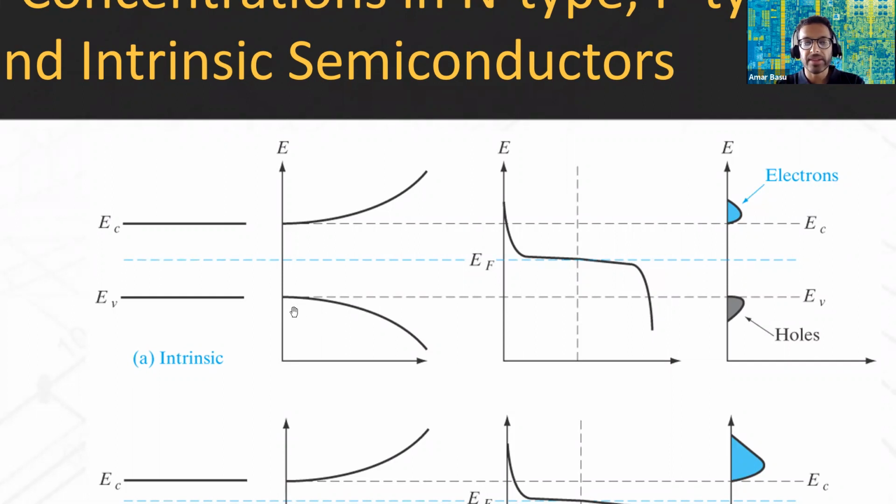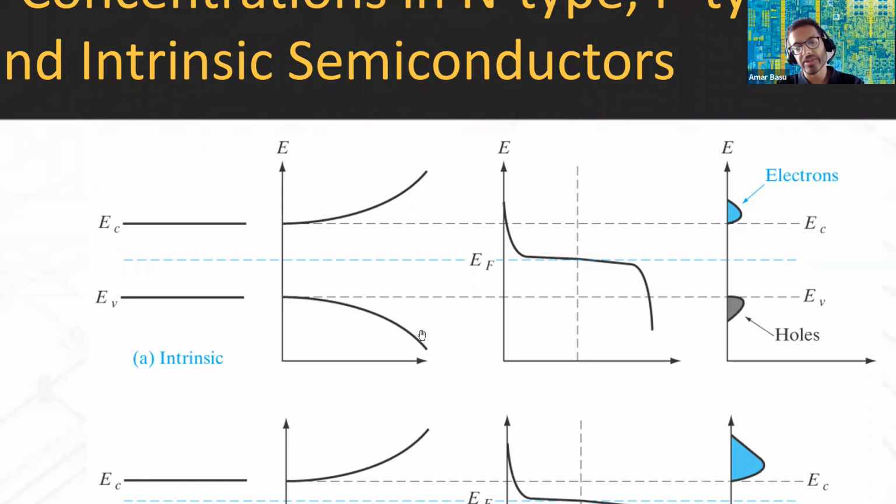Right at EV, there's no states, but the probability of finding a hole is non-zero, because you can see that the Fermi function is close to 1, but not quite 1. Okay, so there's a non-zero probability of finding a hole, but no empty states. There's no available states, I'm sorry.